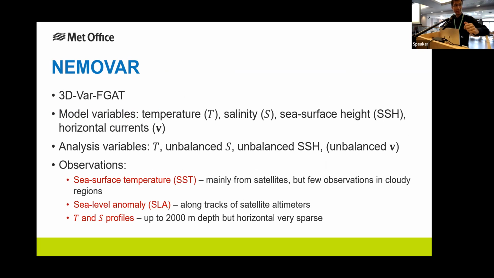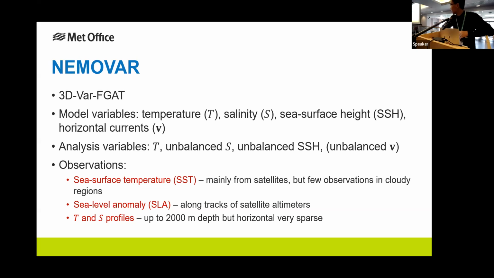To do the assimilation, the control space variables are the temperature, and then everything else is unbalanced. So salinity is a function of temperature plus an unbalanced part, and the sea surface height is a function of temperature and salinity plus an unbalanced part, and so on. The temperature is the main variable, and then we have the unbalanced salinity, sea surface height, and velocity. The unbalanced V is in parentheses because we don't actually have velocity observations, so in practice, the velocity is just freely evolving.